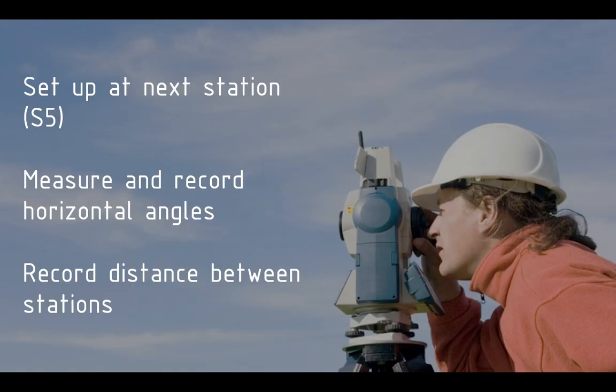We will now move on to station 5 and set up our total station here. Again, we're going to measure and record the horizontal angles and also record the distances between the stations. The values will show up on screen and you should book them in the correct manner onto the booking sheet.